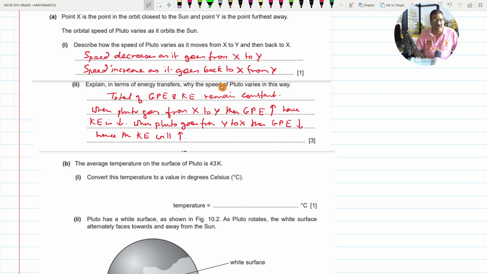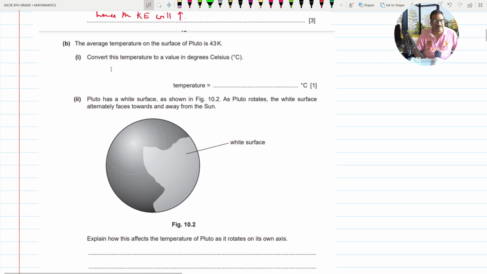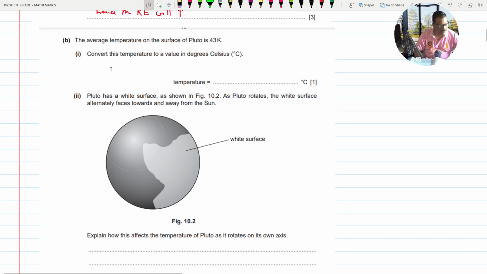Okay. Now question number 10b. The temperature on the surface of Pluto is 43 Kelvin. Convert this temperature to degrees Celsius. Okay, so we know that theta in degrees Celsius is equal to temperature in Kelvin minus 273. Okay, the temperature in Kelvin is given as 43. So 43 minus 273 works out to minus 230 degrees centigrade. Okay, so here I'll write minus 230. Degrees Celsius is already given, so no need of writing that.